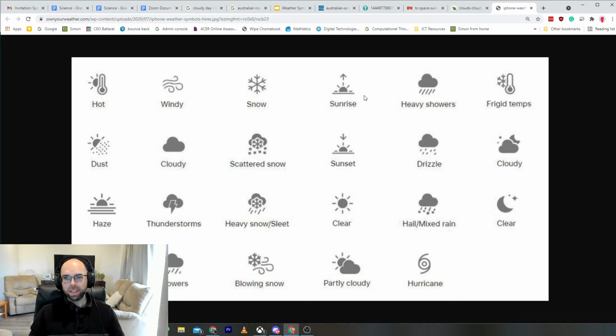Okay, there are lots of weather symbols for different things, but the important thing to know is they're not like a real photo. They don't look like really complicated drawings. They're easy drawings, very simple. They're just a symbol of the weather.